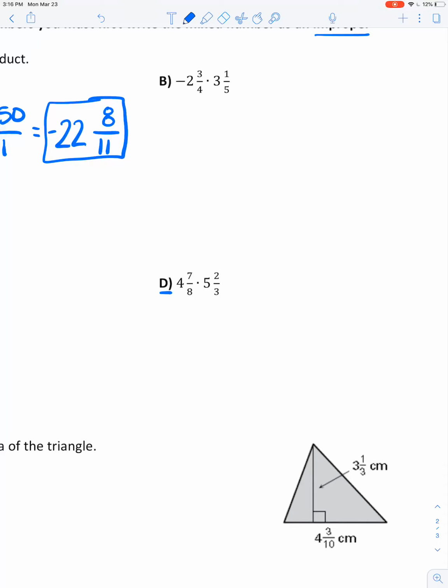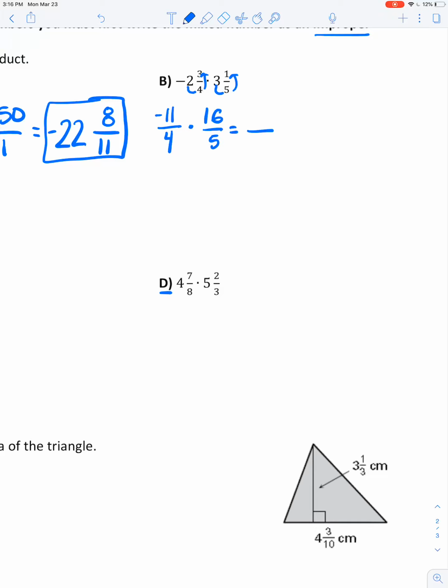So we're not going to use this negative yet. We're just going to take 2 times 4 plus 3. That's the number 11. Now you can put the negative out in front. Keep the 4 the same. 3 times 5 plus 1, 16 over 5.